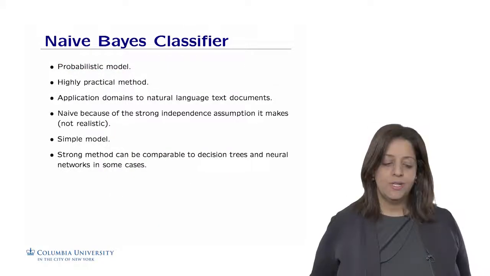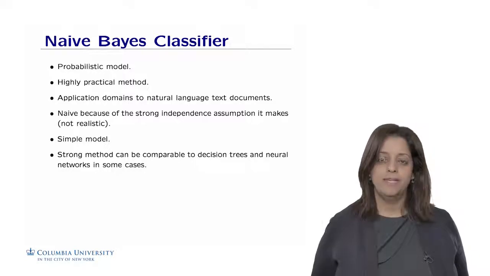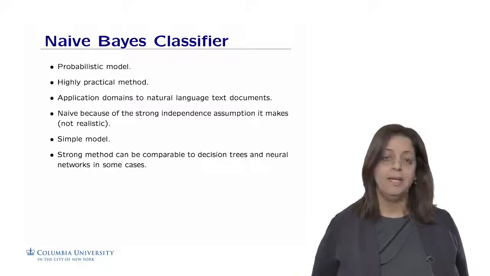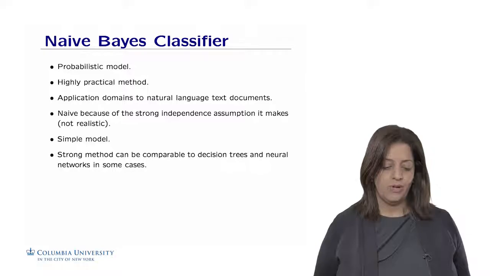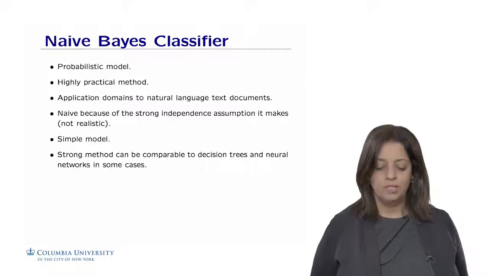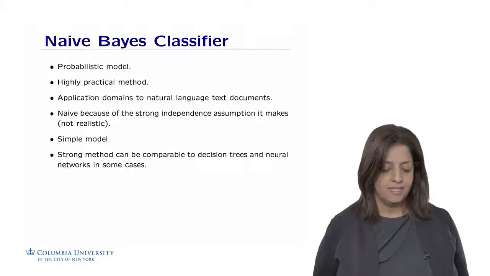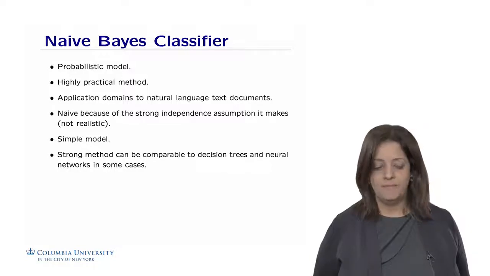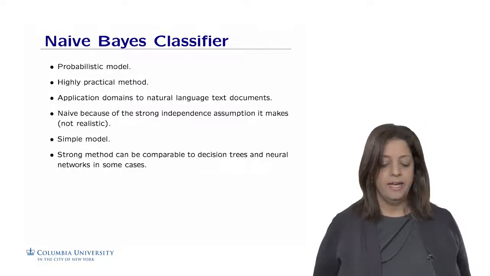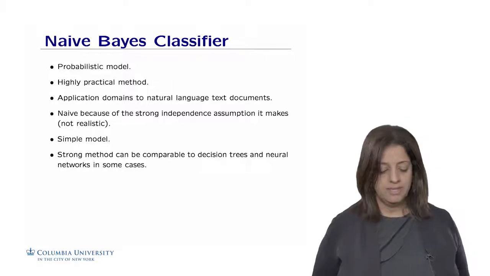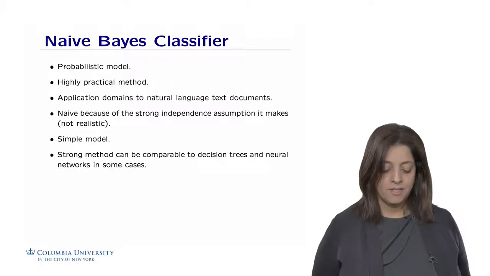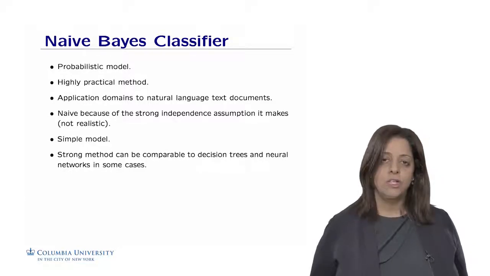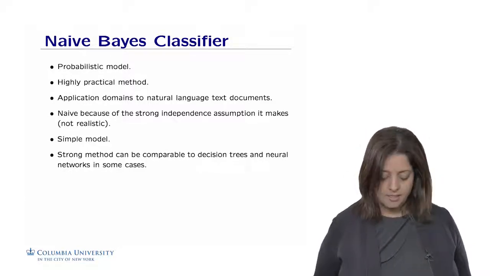This actually defines what a naive Bayes classifier is, which is a probabilistic model with really highly practical methods, especially in natural language text documents, for example to classify spams from non-spams. It's naive because of the strong independence assumption that it makes, which is not realistic, but in practice it happens to work. It's a very simple model, very simple to implement, and however, it's a strong method that can be comparable to decision trees or neural networks or other kinds of algorithms.